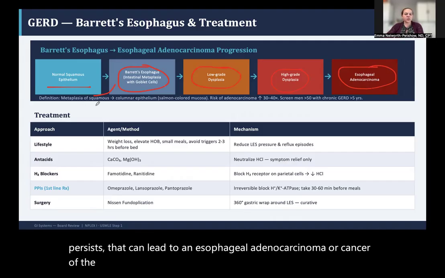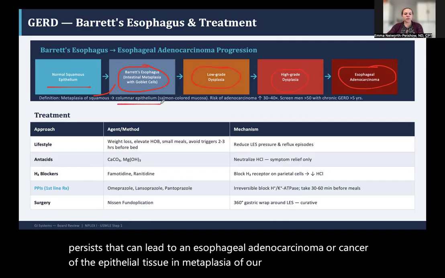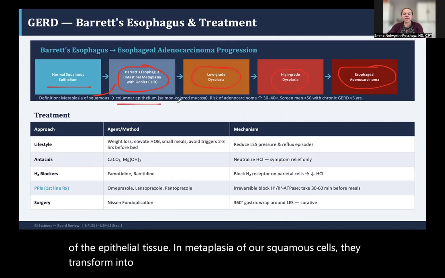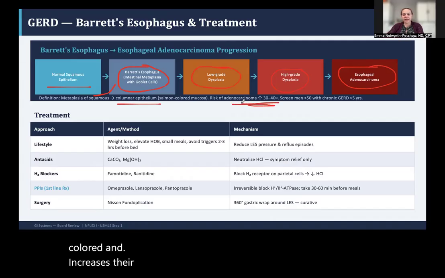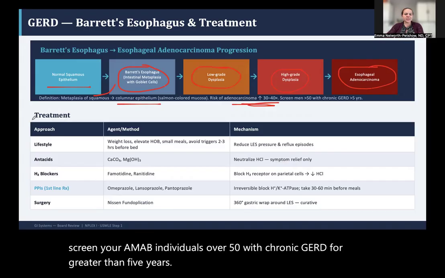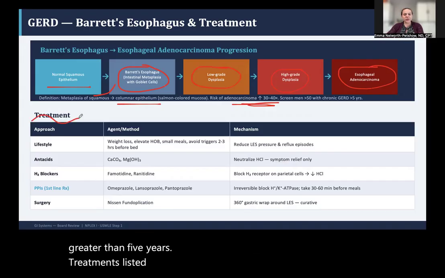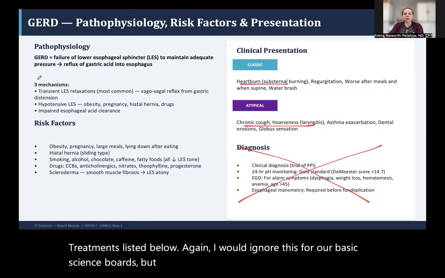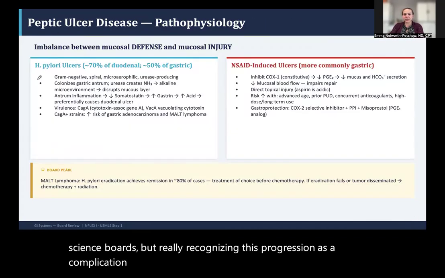In metaplasia of our squamous cells, they transform into a columnar epithelium that appears salmon colored, and that increases the risk of adenocarcinoma greatly. You do want to screen your AMAB individuals over 50 with chronic GERD for greater than 5 years. Treatments are listed below, again, I would ignore this for our basic science boards, but really recognizing this progression as a complication of GERD would be high yield.